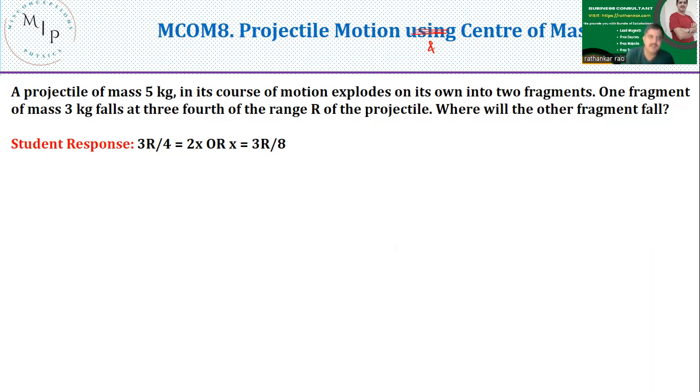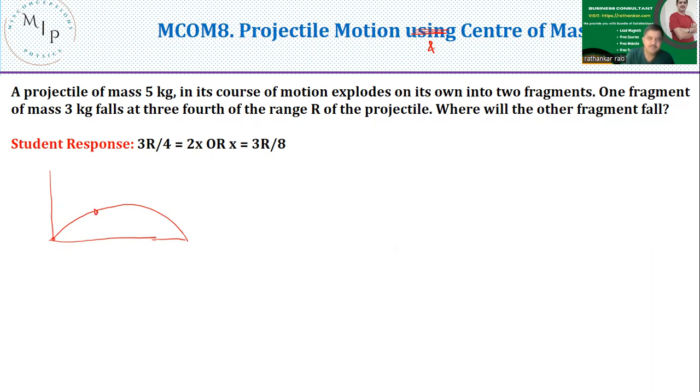A projectile of mass 5 kg in its course of motion explodes on its own into two fragments. Usually, in projectile motion, we write like this. We have a projectile here, you throw it, it goes like this, it falls here. The mass does not change, right? But unfortunately, one fragment of mass 3 kg falls at 3/4 of the range of the projectile. That means definitely it is not falling here. It should have fallen from here. I do not know where it falls.